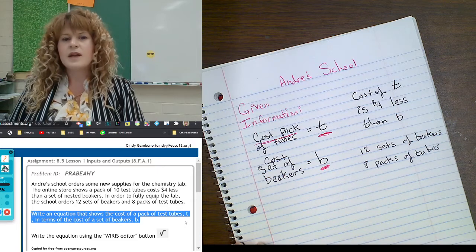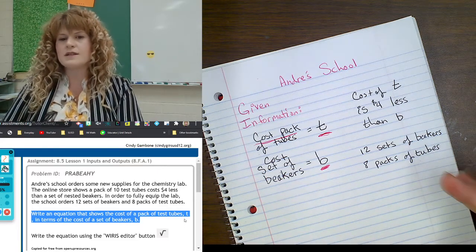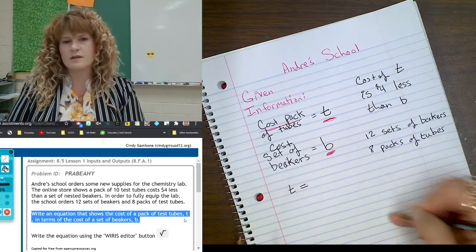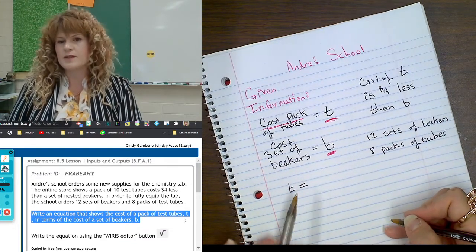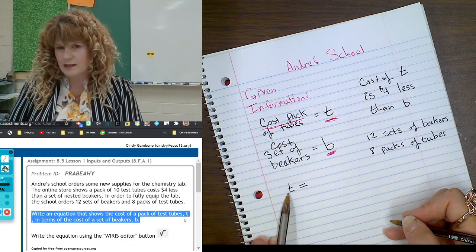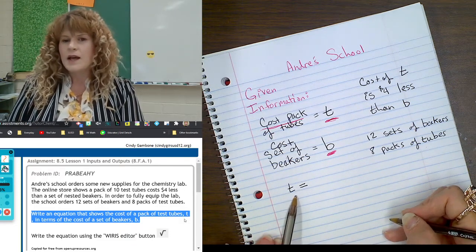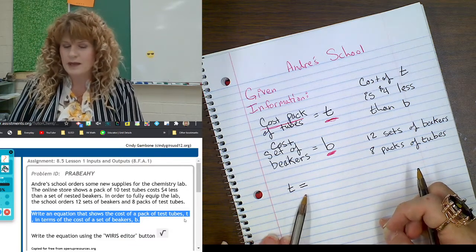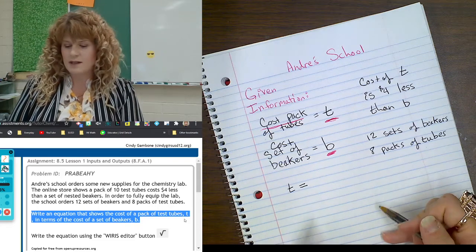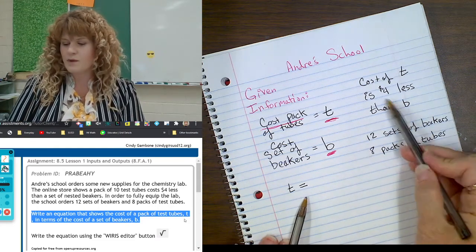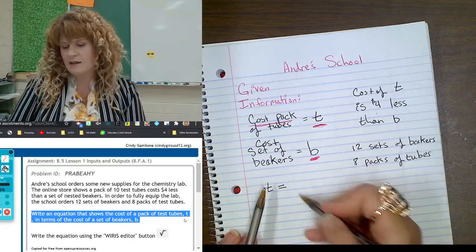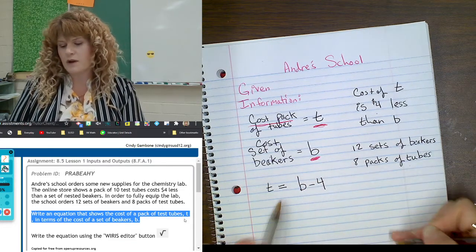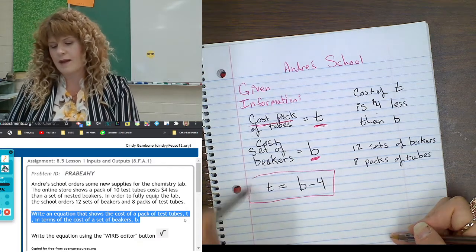Now, it told you, write an equation that shows the cost of a pack of test tubes, T, in terms of the cost of a set of beakers. So this equation is going to start with T equals, because it said write an equation that shows the cost of test tubes. So that's T, the cost of test tubes. And in terms of B means using the other variable B, how much do test tubes cost? And we remember that it's $4 less than a pack of beakers. So that's the cost of the beakers minus $4.